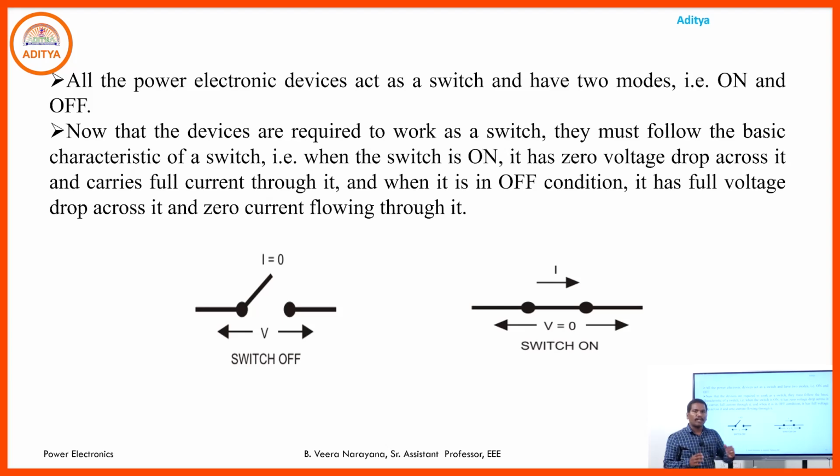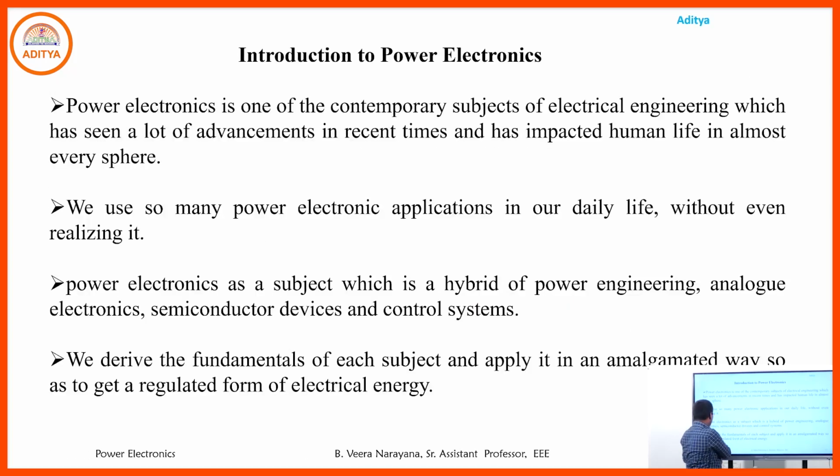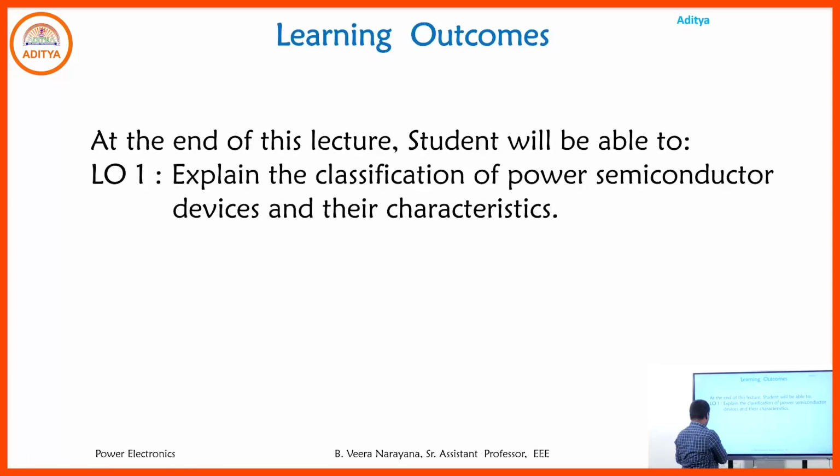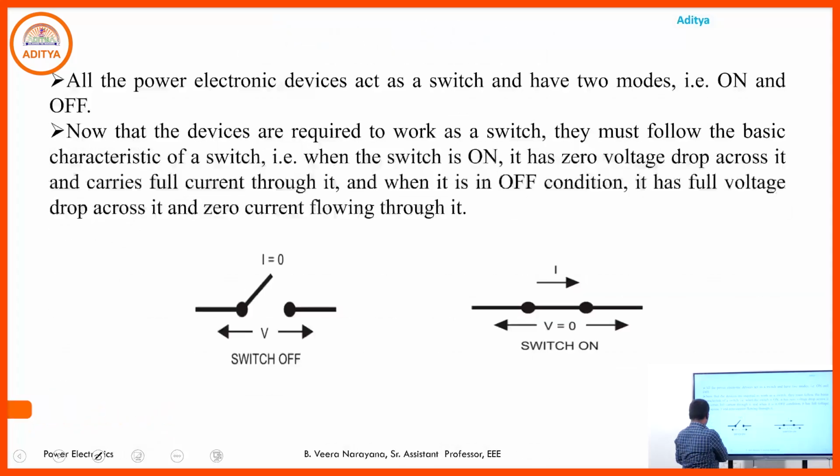All the power electronic devices act like a switch. A switch has two states or two modes, either off state or on state. In the off state of the switch, there is some voltage across the switch and there is no current flow through the switch, that is, open circuit. Hence the current is taken as 0, and you have some voltage across the switch when the switch is in the off state.